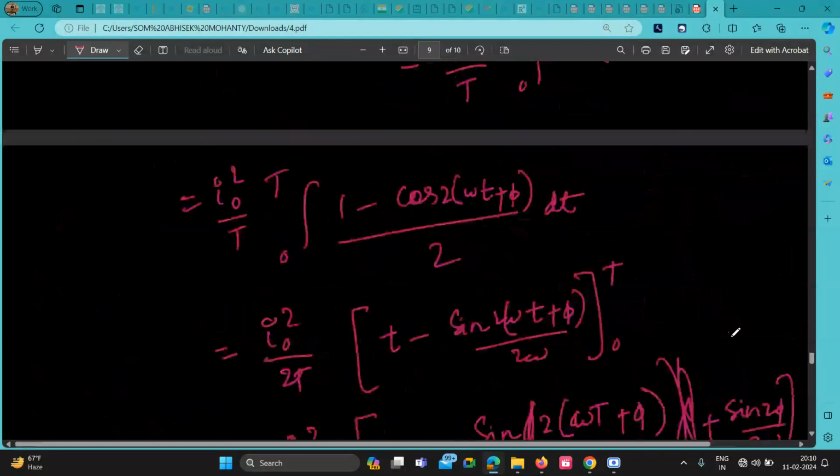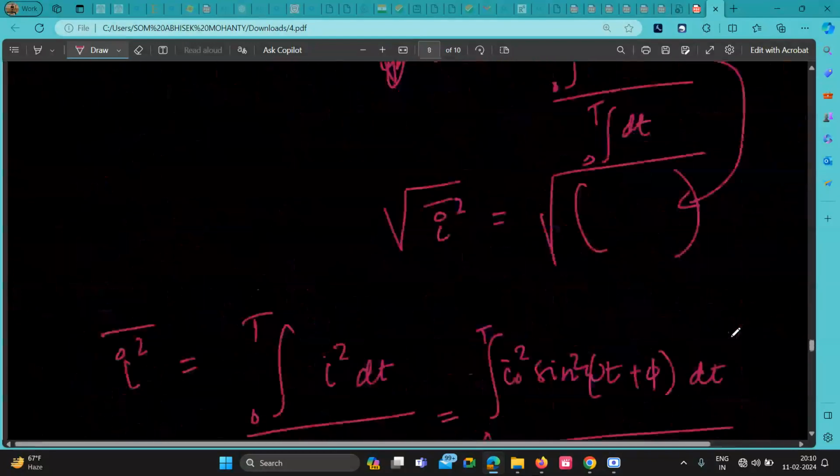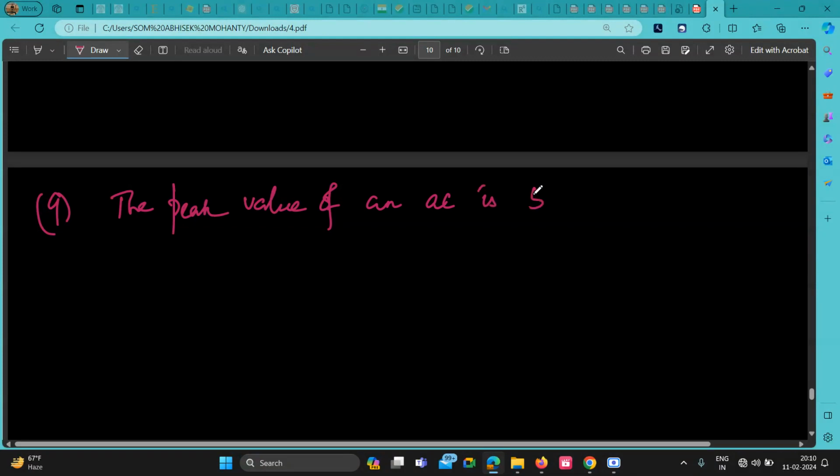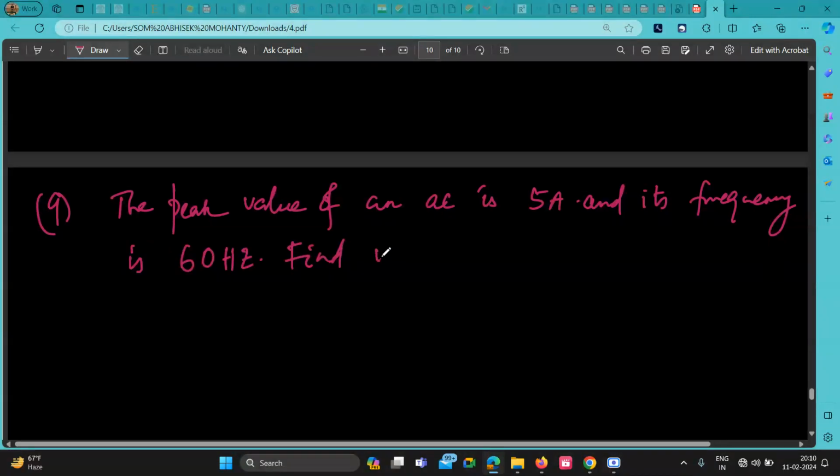Write a question. Question number 8 plus question number 9. Easy question. The peak value of an alternating current is 5 ampere and its frequency is 60 hertz. Find its RMS value.